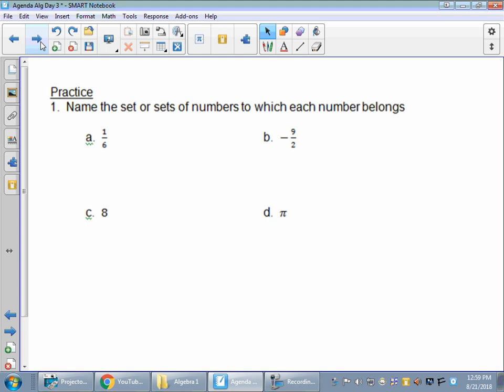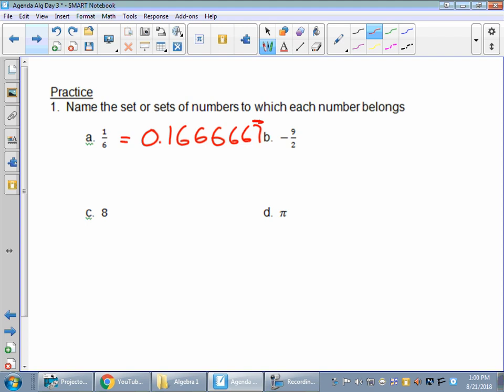Okay, so moving on. Let's do some practice problems. This first one says name the set or number sets to which each number belongs. So let's look at letter A. We've got 1/6. We can just divide this on our calculator, and you'll end up getting 0.1666667. The reason it goes to that 7 is because your calculator has a rounding function where the last digit it has gets rounded up to that 7. But really it would keep going 666 forever.